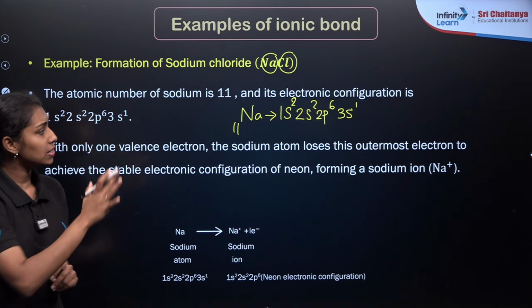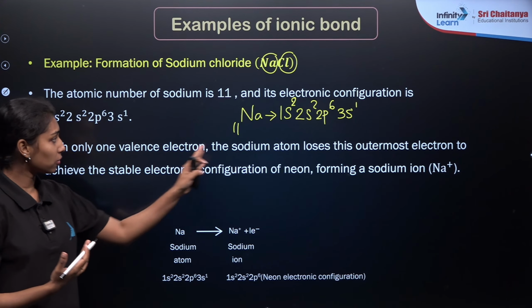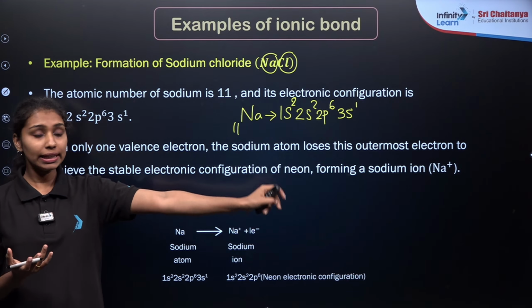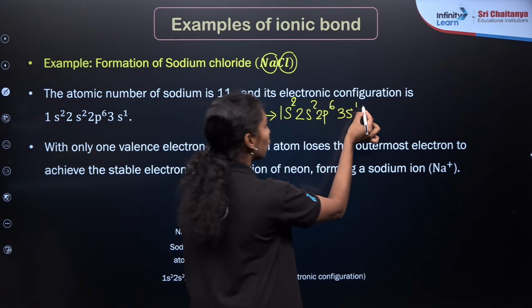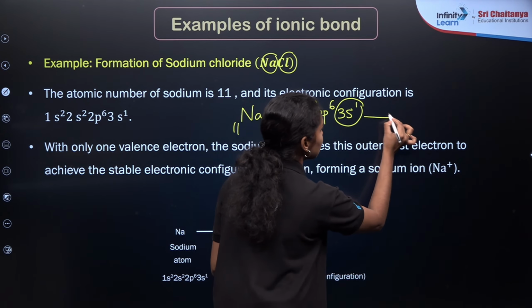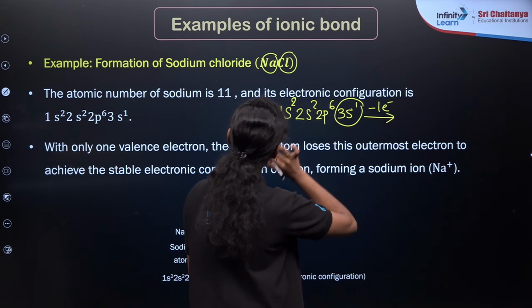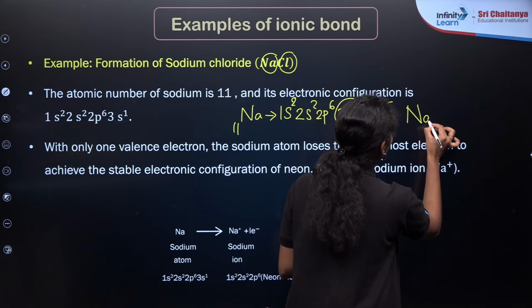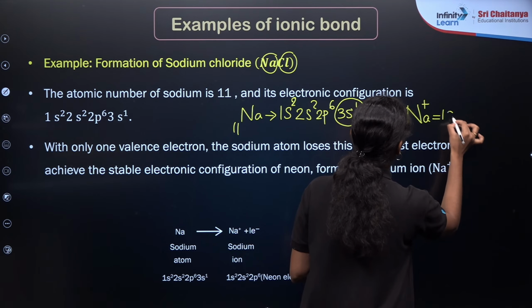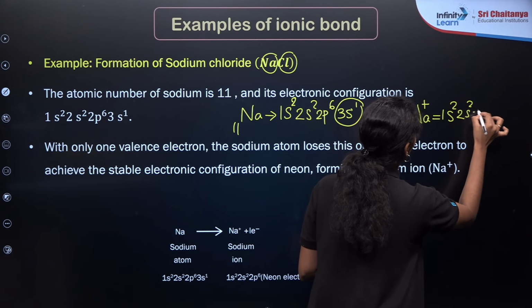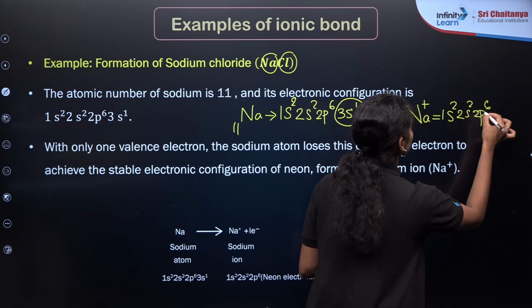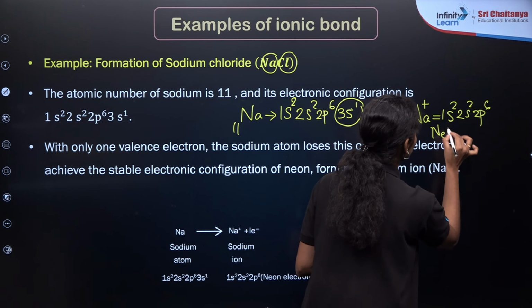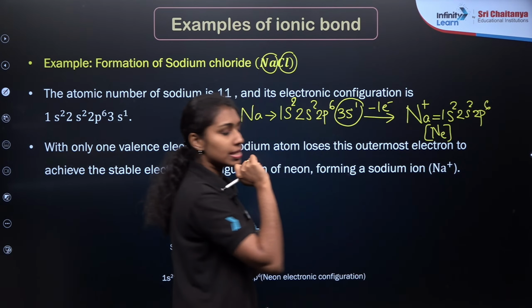1s2, 2s2, 2p6, 3s1 will be the electronic configuration of sodium. So what is forming here is that this sodium will be losing this 1 electron from the 3s orbital, right? It will be losing 1 electron to form the Na plus ion. Then what will be the electronic configuration? It will be 1s2, 2s2, 2p6, right? So this will be the electronic configuration nearest to the noble gas, that is neon. Is that clear?